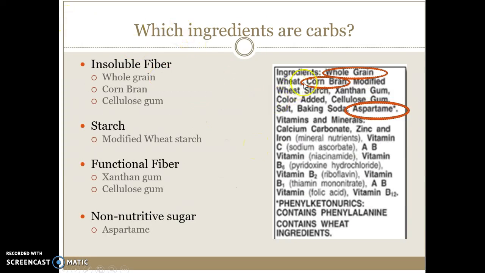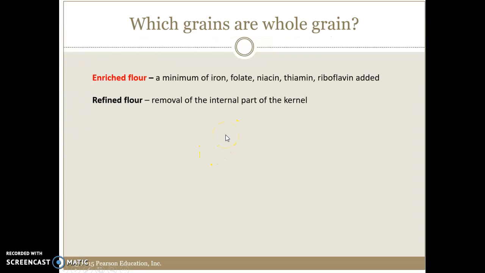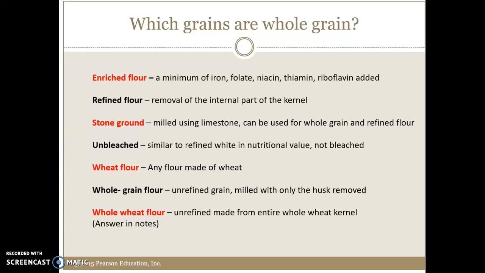Here's an example of an ingredient label: whole grain wheat. So that's an insoluble fiber. Corn bran, that's also insoluble fiber. This also has a non-nutritive sweetener, aspartame. It also has cellulose, added cellulose, which is another fiber. So you can see there's a lot of ingredients to look for to know if it has fiber or not. But from this list, you can note that there's not necessarily any benefit of wheat flour until it says whole wheat, unrefined, made from the entire whole wheat kernel, or whole grain fiber. Those are the 2 flours you want to see on a label.